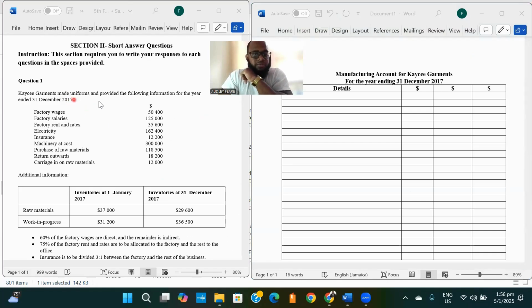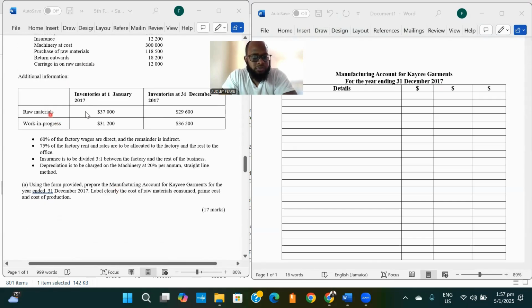KC Garments made uniforms and provided the following information for the year ended December 31, 2017. So that's the first thing you need to put in your manufacturing account format. That gives you marks, right? And it gives you all the information here: the factory wages, salaries, the rent, electricity. So all of the different information is right there for you.